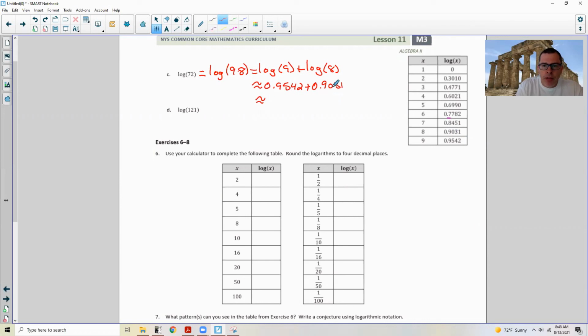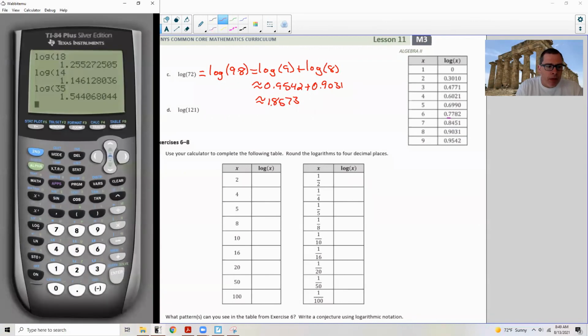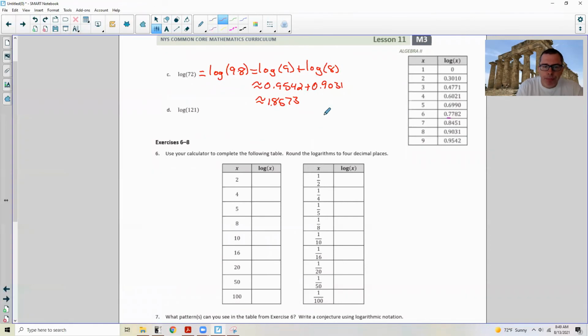And the log should be the sum. 2 plus 1 is 3. 4 plus 3 is 7. 5 plus 0 is 5. 9 plus 9 is 18. So the log of 72 is approximately 1.8573. Log 72, enter. 1.8573. All right, this is pretty cool.